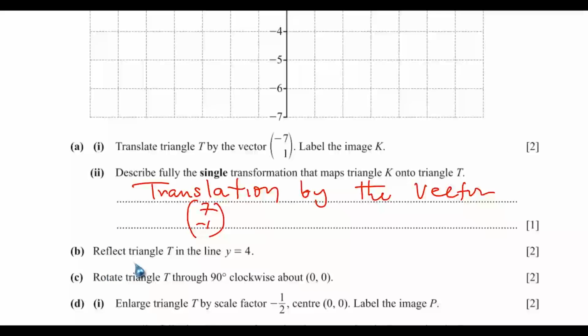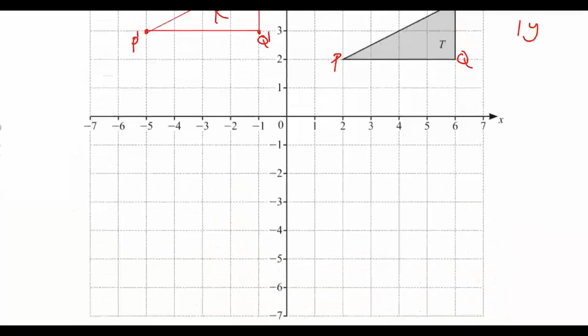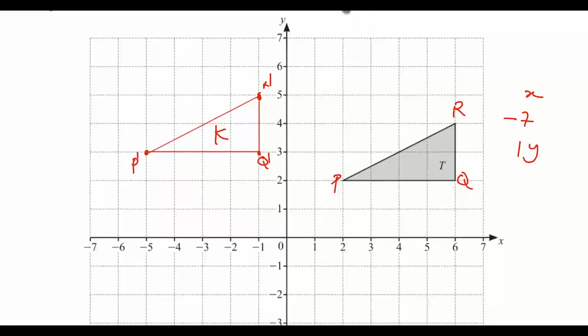So part B, reflect triangle T in the line y equals to 4. So that's the mirror line. So we need to go to y equals to 4. So y equals to 4 is this line here. So you can draw this like this. Then we need to reflect each of these points to the other side. So let's start with point P. So from point P, let's count to the mirror line. 1, 2. Then the image will be 1, 2. So point P prime prime will be here. So we can call this P prime prime.